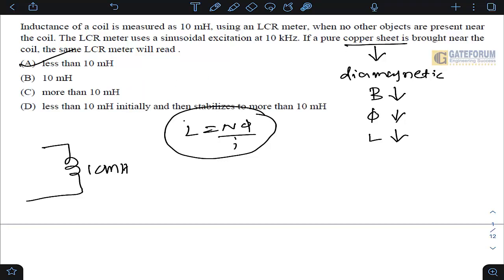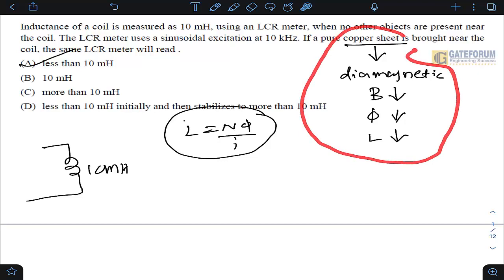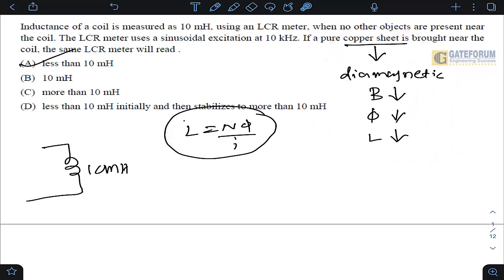So this is the common sense you need, right? If you have some idea about copper sheet properties like this, you can answer. Otherwise, you may not be able to answer this problem. So logically, it is definitely less than 10 millihenry because of the copper sheet property. It reduces the magnetic flux. So the answer is option A for this.